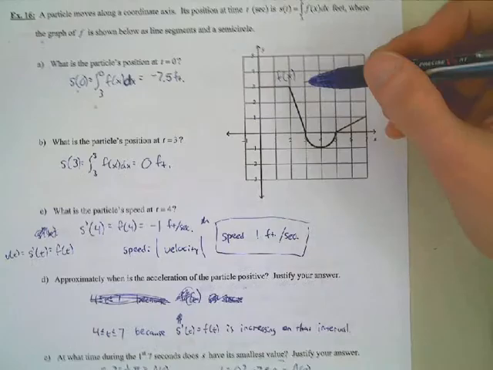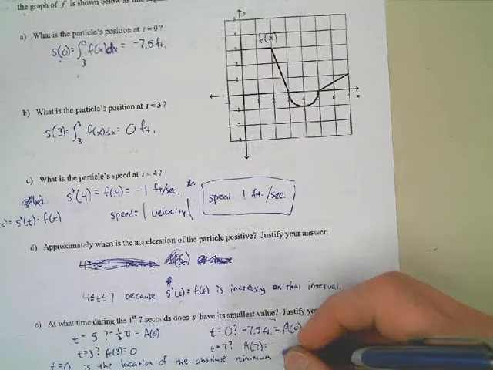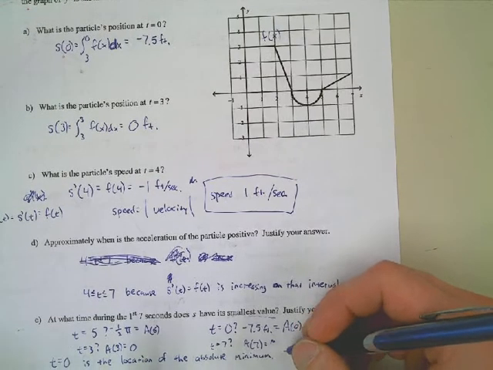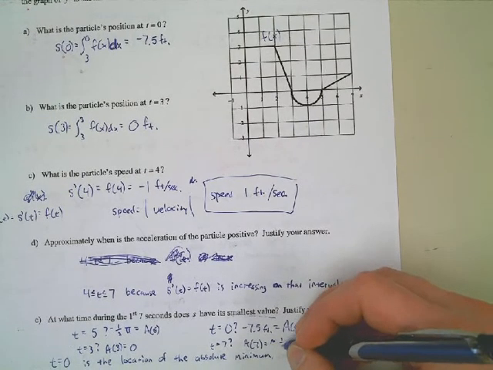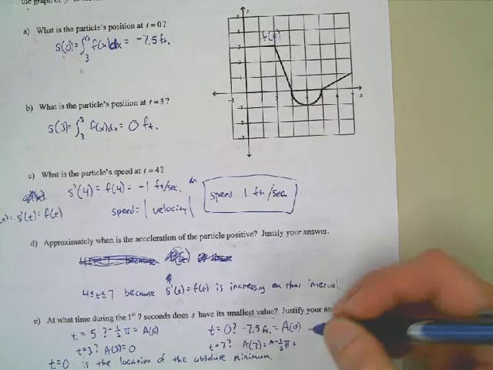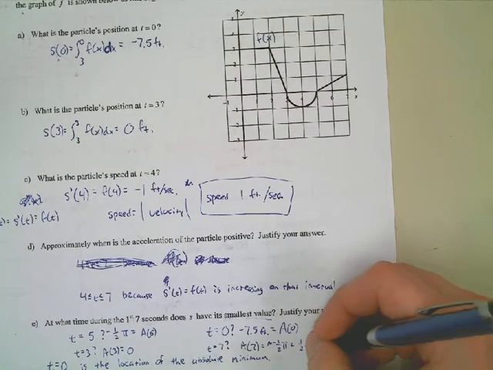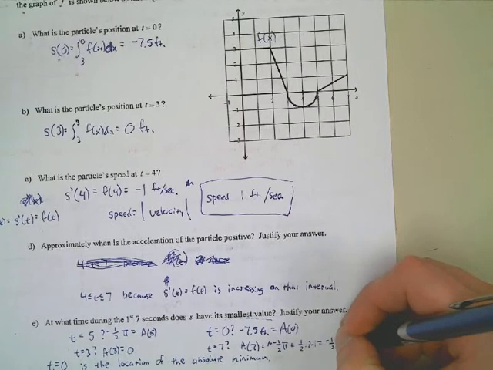A of 7 is going to be the integral from 3 to 7. So it'll be negative 1/2 pi plus the area of this triangle here. So it's 1/2 times 2 times 1. So it's negative 1/2 pi plus 1. And so clearly the winner here is that negative 7.5. Okay?